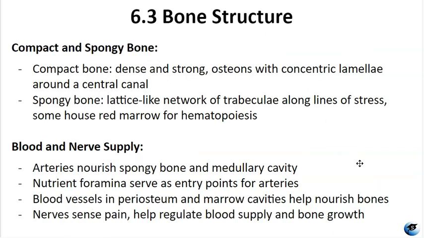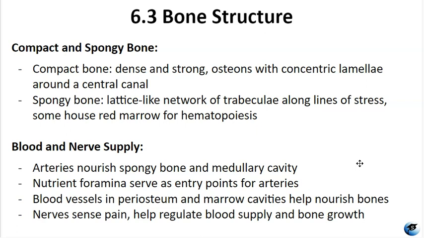Compact bone provides support to the long bones, diaphyses, and is organized into osteons. Each osteon comprises concentric lamellae surrounding a central canal, which houses blood vessels and nerves. Spongy bone accommodates osteocytes in the lacunae, contributing to bone strength and lightness. Spaces within some spongy bones house red marrow for the production of blood cells.